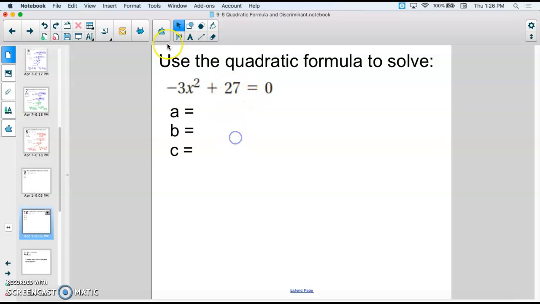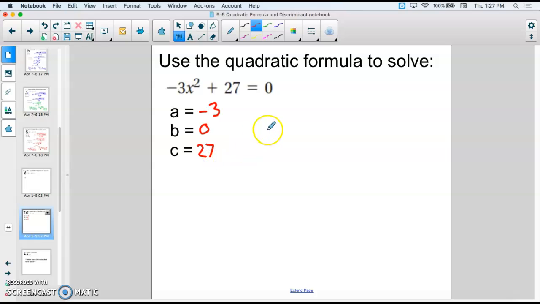Make sure it's in standard form again, right? And it is. It's a little bit weird though, isn't it? So our A value is negative 3. What's our B value? Uh-oh, we don't have a B value. So there's no B value, so we put 0. And then our C, that's just the number, 27. I'll see you back here in a second. Go ahead and put it into the formula.